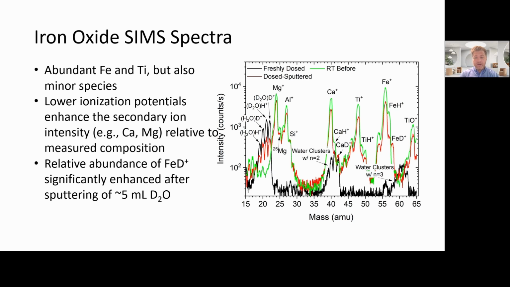Again, we see very similar patterns where in the fresh or the room temperature, the green spectra, you see only the substrate ions. Then after depositing the D2O, we see these water group ions. And then after sputtering for a while, we see that you get a mixture of the two. And in similar fashion to the SiO2, we see that in these dose sputtered spectra, we're seeing an increased abundance of the FeD+ species for the iron oxide. Next slide.